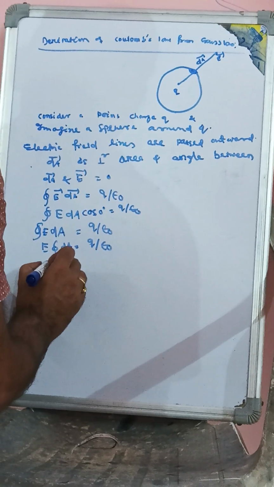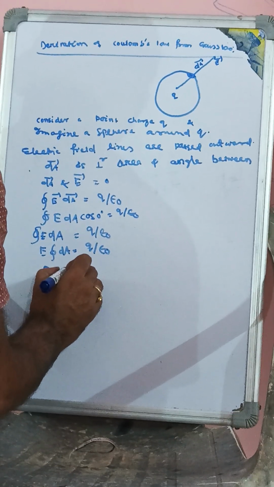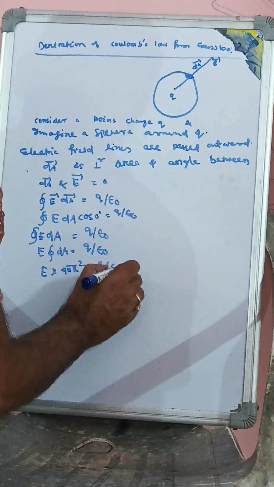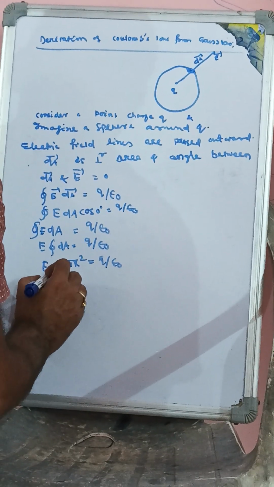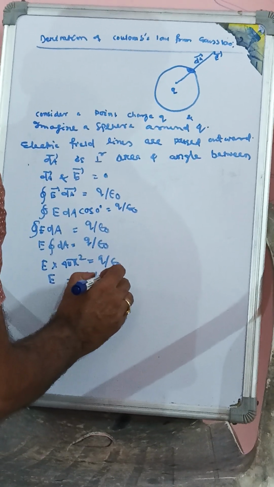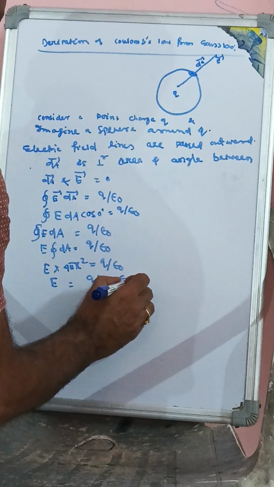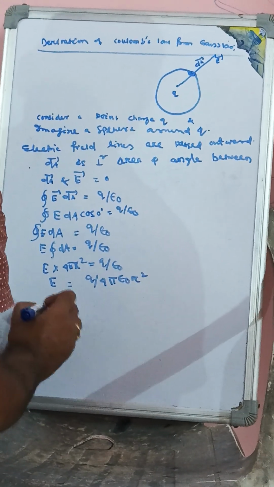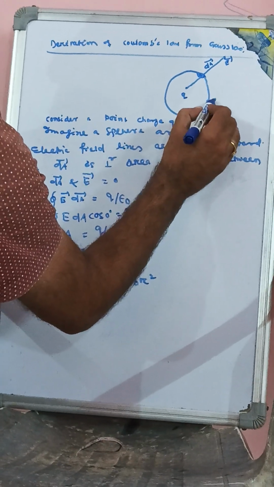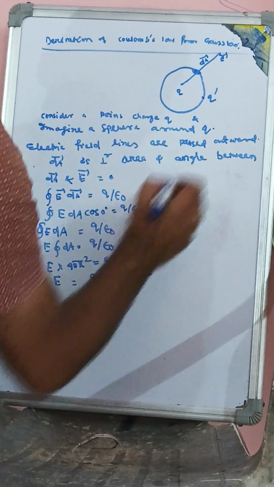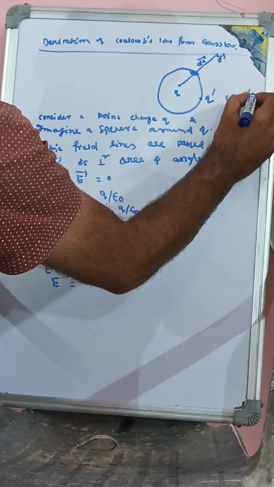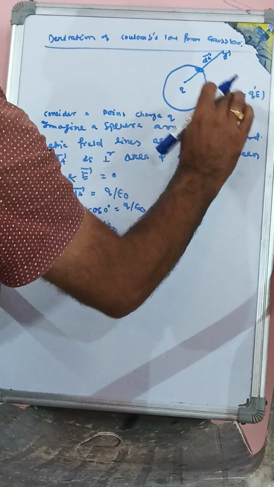Then E into 4 pi r square is equal to q by epsilon 0. Then E is equal to q by 4 pi epsilon 0 r square. Then we consider another point charge, q dash. Force is equal to q dash into E.